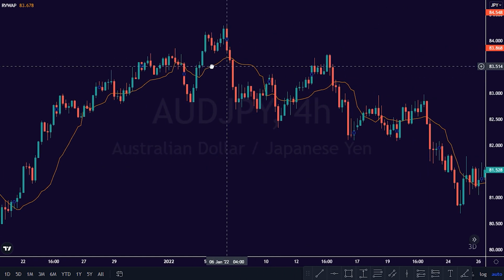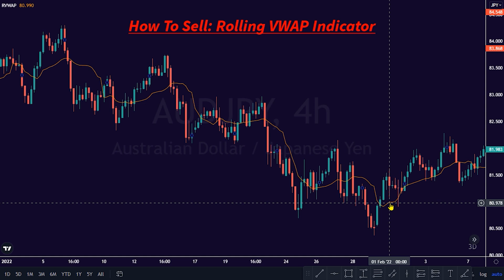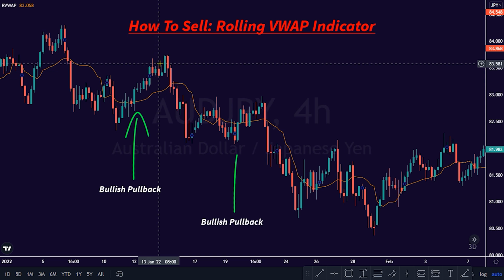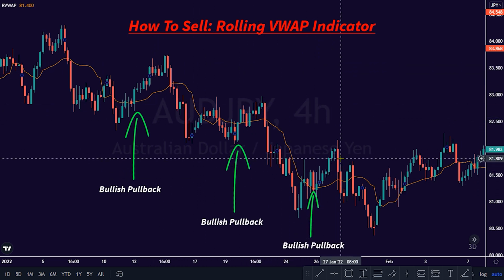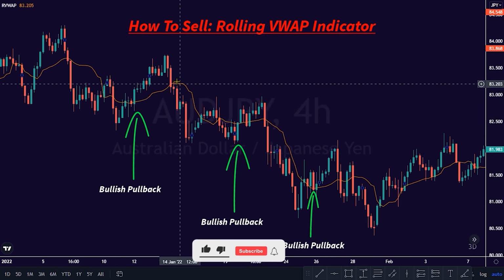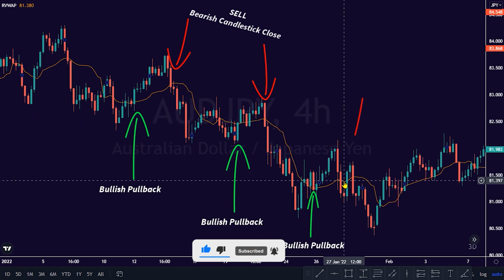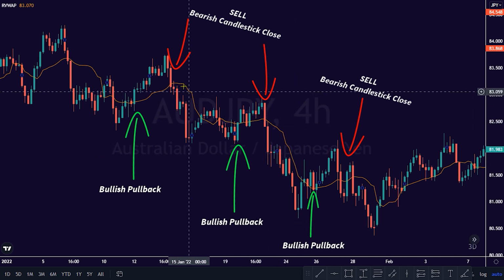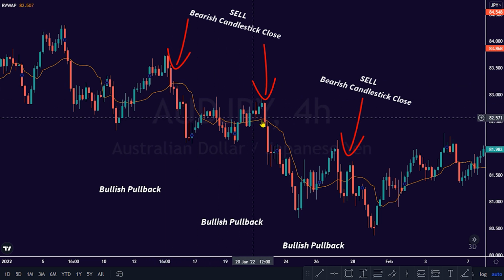Likewise, to implement the rolling VWAP indicator for the continuation of a bearish trend, Step 1. Wait for a bullish pullback of price to hit the rolling VWAP indicator as the examples we can see on this chart. Step 2. Sell once a strong bearish candlestick closes below the rolling VWAP indicator. Ensure there's a high volume at the zone of crossover of price below the rolling VWAP indicator.